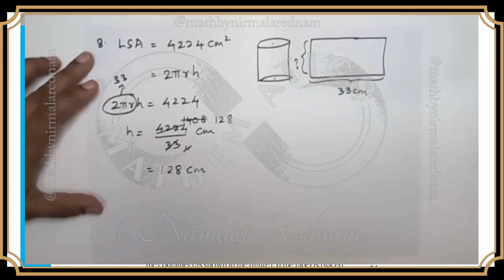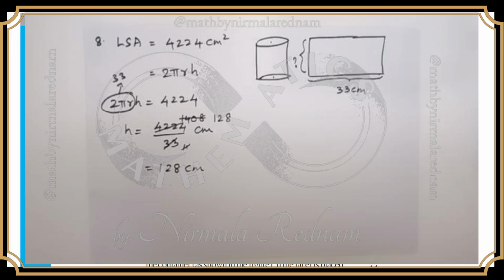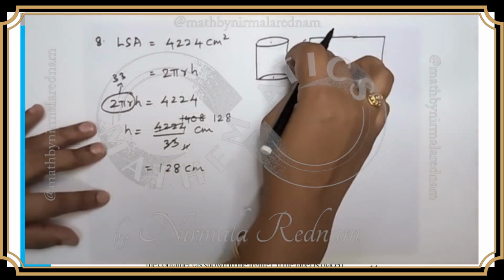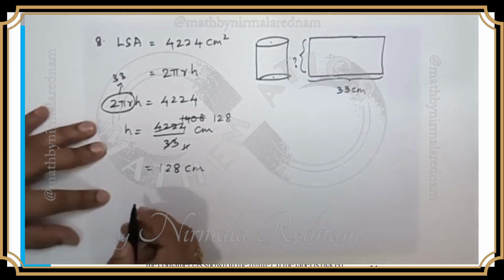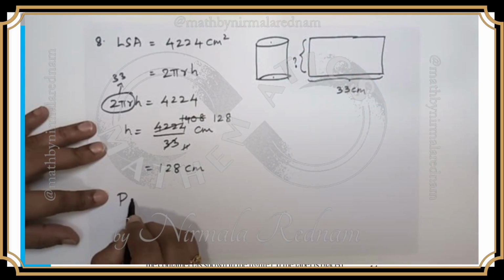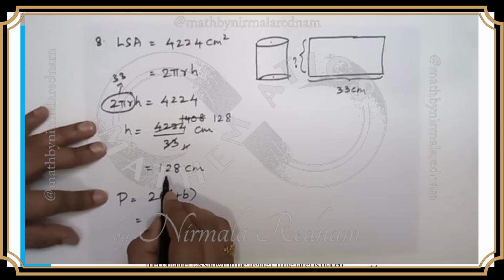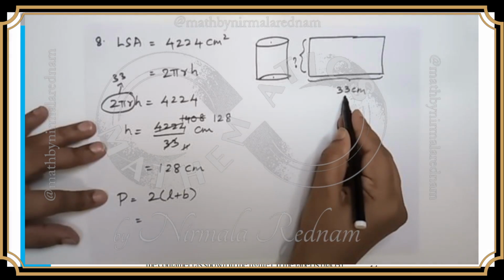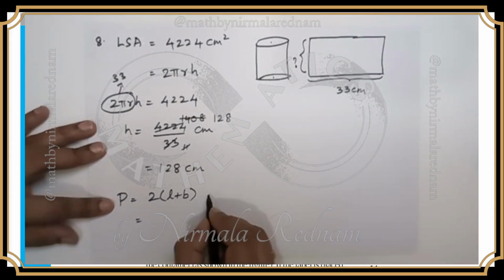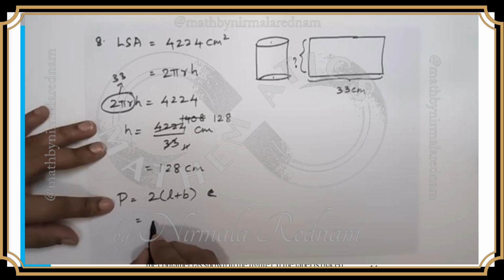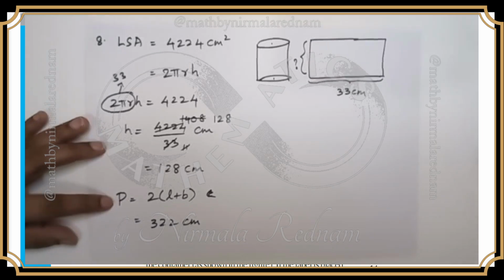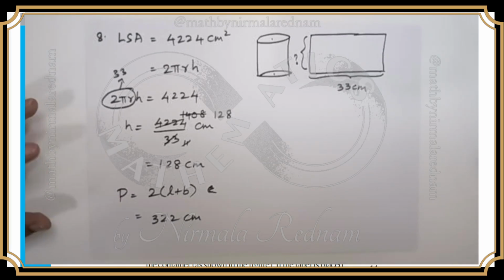So that is the length, this dimension of the rectangular sheet. Now they're asking us the perimeter. Perimeter is twice (L plus B), which is nothing but 128 plus 33 is 161, and twice of that is 322 centimeters. So that is your perimeter. That is what they're asking us to find.